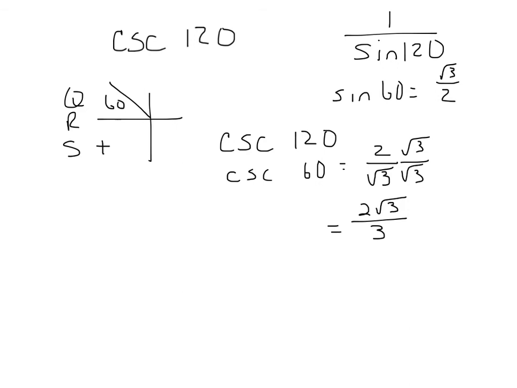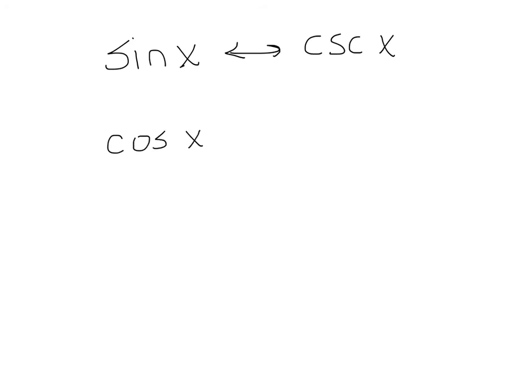We are going to be practicing these in class. So again, what I need you to memorize right now is that secant goes with cosine, cosecant goes with sine, and then tangent and cotangent are reciprocals of each other. One way that you can remember that: the sine of x is the reciprocal of the cosecant of x, and the cosine of x is the reciprocal of the secant of x.